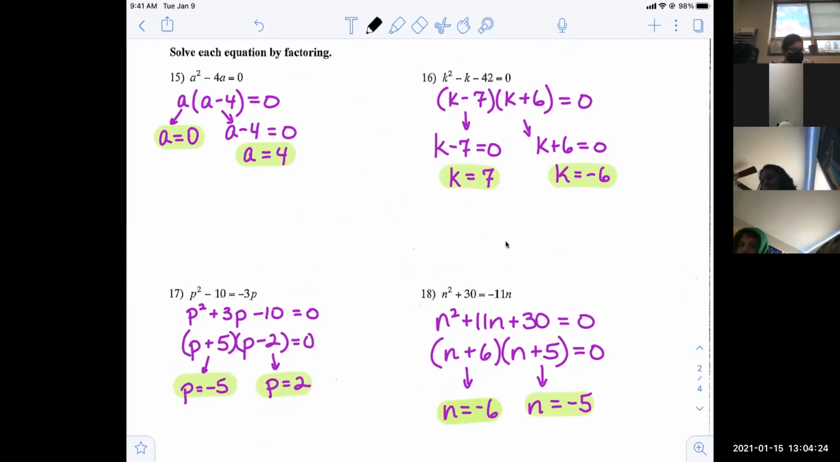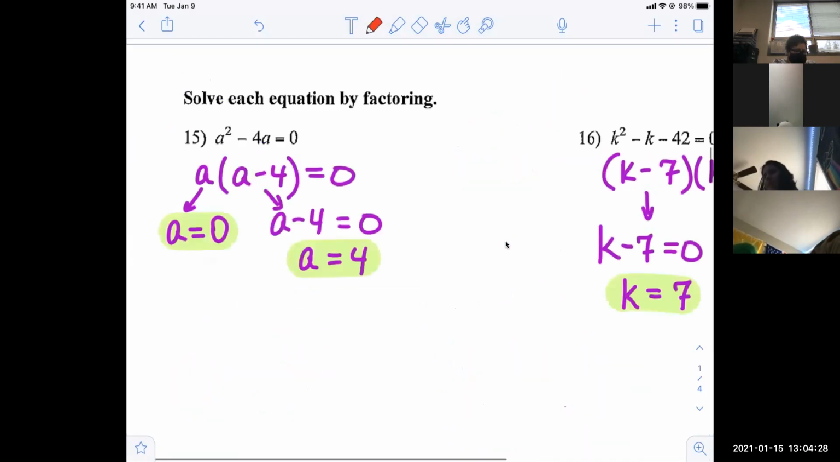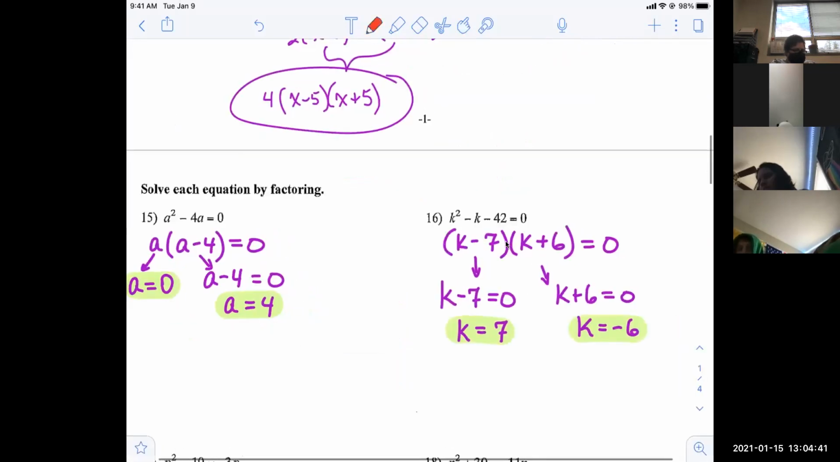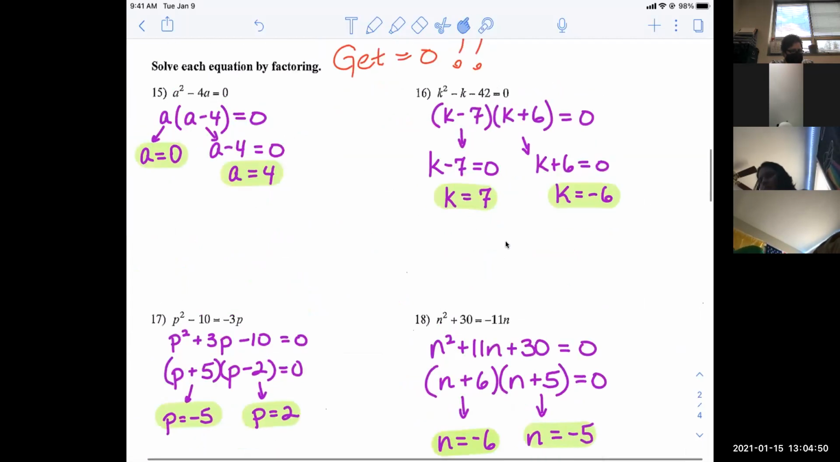There's a common thing that students want to do, which is take something like this and turn it into a squared equals 4a, and then try to square root. That's not going to work. With solving by factoring, you're always trying to get it equal to 0. And that's always how you want to start. I'll leave that there and stop moving it around.